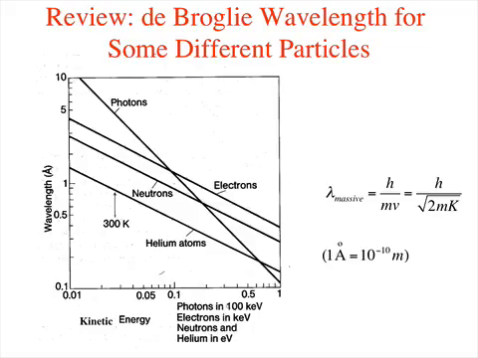In the last segment, we talked about the use of electrons for scattering. In this segment and the following segments, we'll talk about how we can use the wave-like nature of neutrons for scattering. So again, this is the same graph we've seen a few times before.